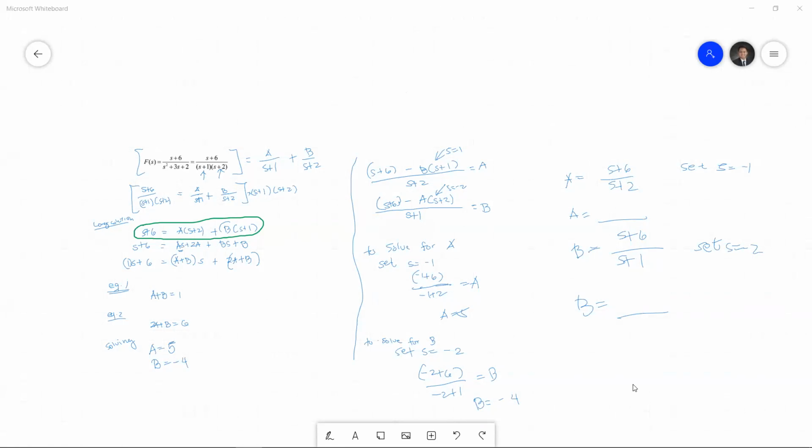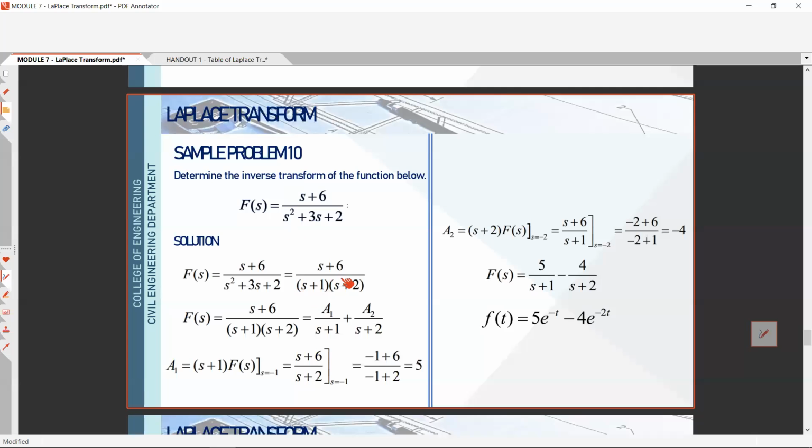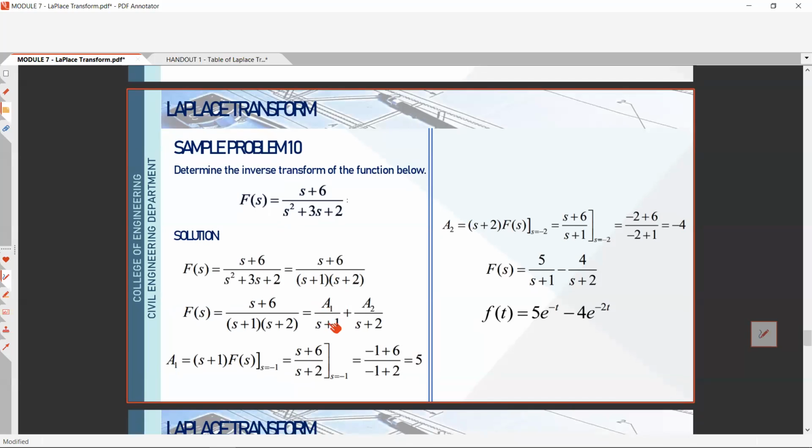Okay, so ganito. So we have S plus, ito, A1 over S plus 1, A2 over S plus 2. Okay, so to solve for value of A sub 1, set mo yung denominator na magpapasiro sa kanya, which is negative 1. Pasok mo dito. Pero hindi mo gagamitin sa S plus 1. Therefore, S plus 6 over S plus 2. Therefore, negative 1 plus 6 over negative 1 plus 2 equals to 5.